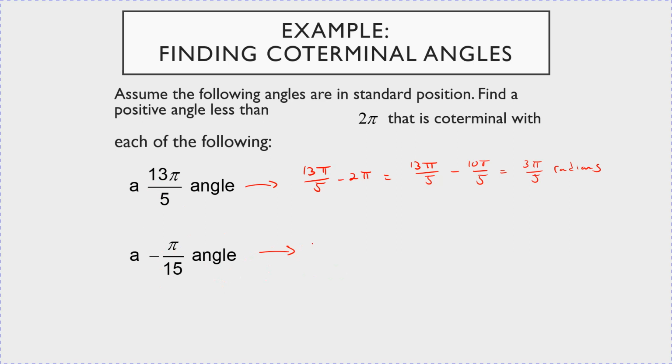Same deal here, negative pi over 15. So hopefully you can see the pattern here. I'm going to add 2 pi. So with a common denominator, I'm going to make this 30 pi over 15. And you can just see that this ends up being 29 pi over 15 radians is coterminal with minus pi over 15 radians.